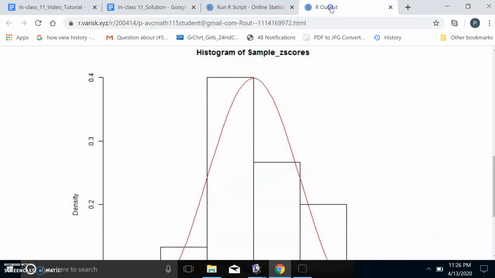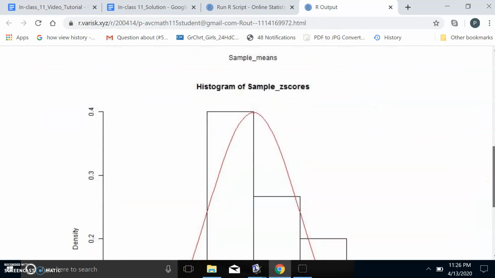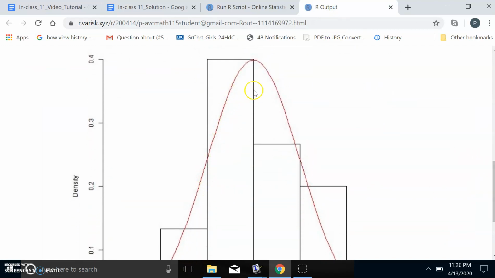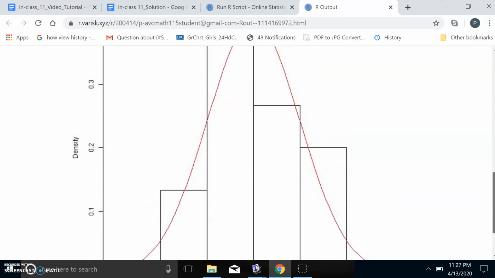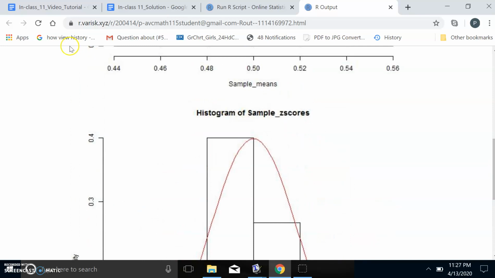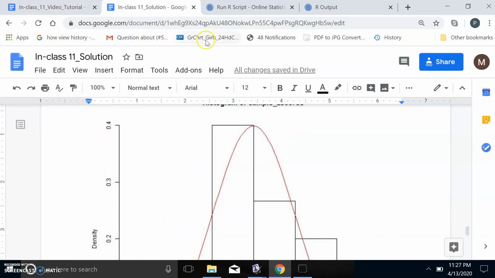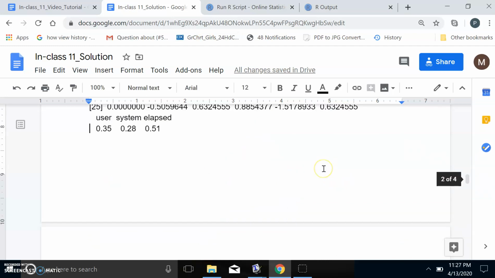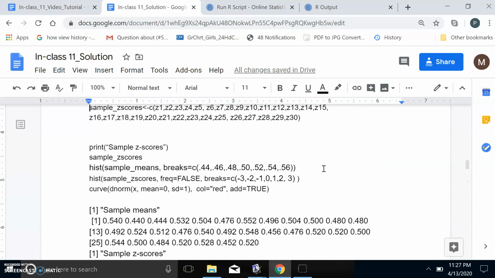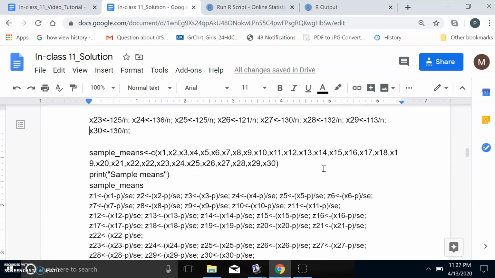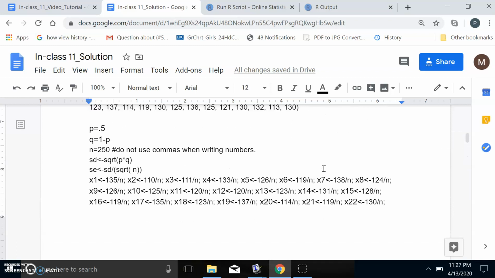Actually, let me look at this one here. The red is the standard normal, so you can see the z-scores histogram is close to the standard normal, which we expect from the central limit theorem. So that's good. Okay, so that completes in class 11 then. So we have our histogram here, and then we have our sample z-scores, sample means, and then our R code. Okay, so let's leave it there.